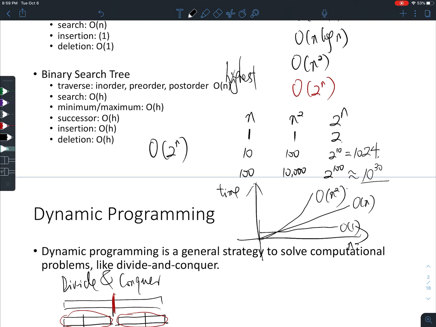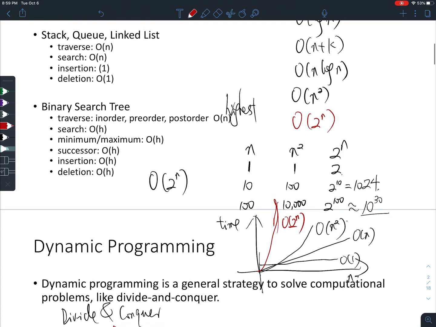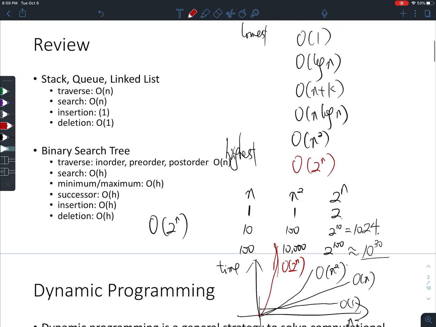I don't know where 2 to the power of n is. 2 to the power of n is going to be this. It goes up extremely, it increases very quickly. So this is 2 to the power of n. This complexity is very important in computer science, because people even give it a name called NP-hard. NP stands for non-polynomial. Okay, it's non-polynomial hard.